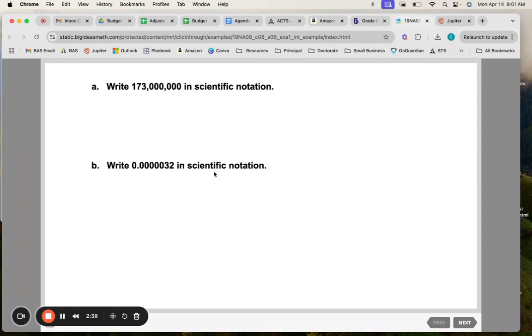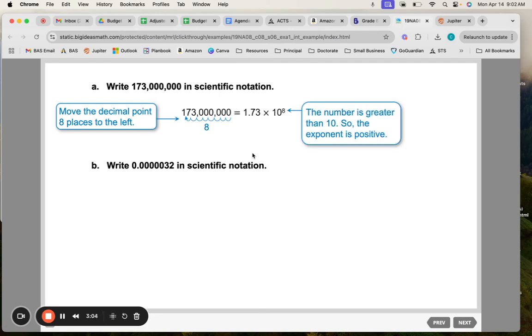We're going to write 173 million in scientific notation. So the first thing we do when you're writing notes is write the big number. And then we are going to go until we only have one number in front of the decimal. So you're going to count. 8. And move it 8 places to the left. So then you're going to write 1.73, because those are numbers, times 10 to the however many decimal places we moved.